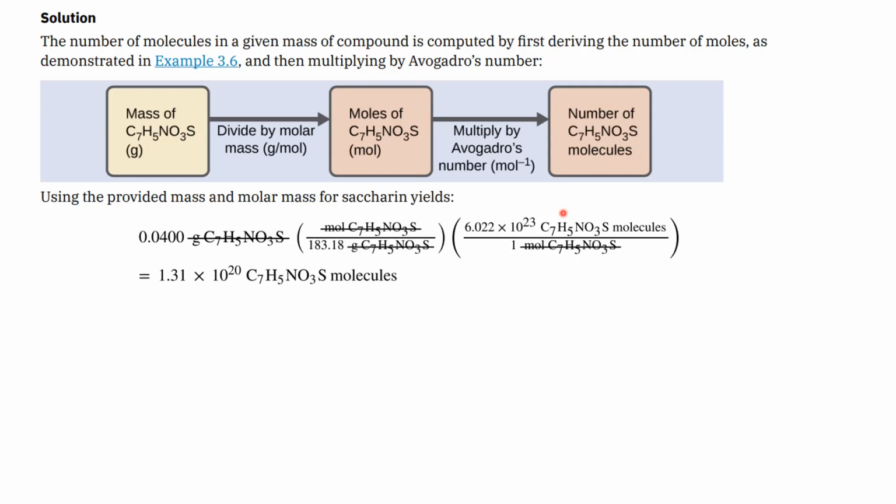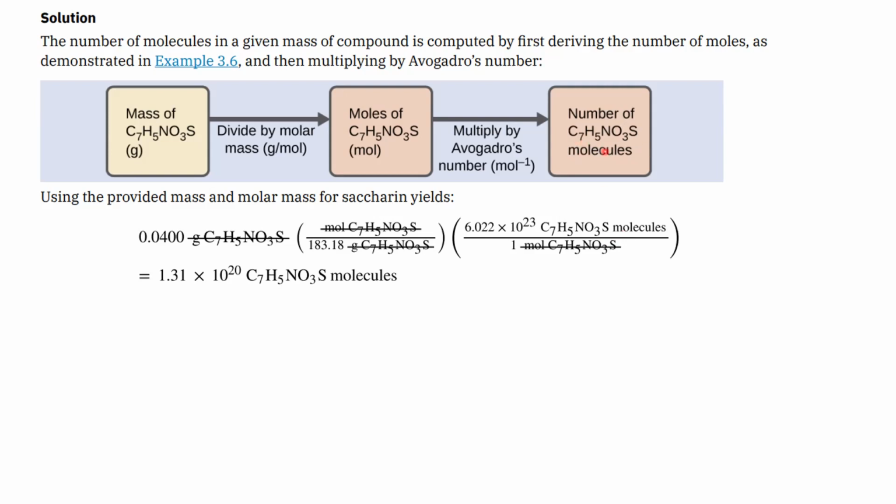The second piece of this question wanted us to determine how many carbon atoms were present in the sample. So we've got to go one step further. If this was the only question, we would set it up exactly the same from the beginning. When we get to this point, we're in molecules of saccharin. But if we want to get to atoms of carbon, we've got to think about how a molecule of saccharin relates to carbon atoms.